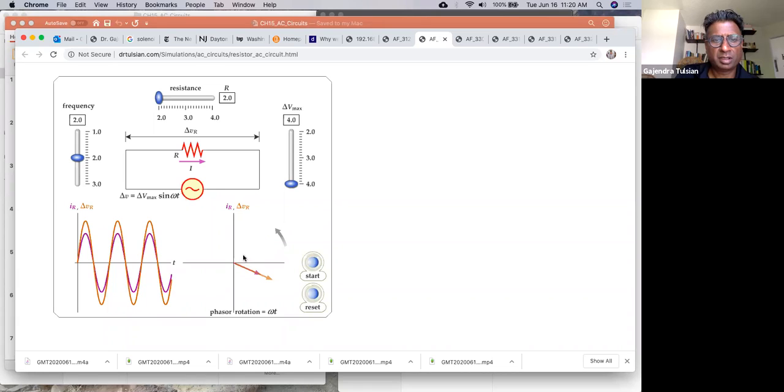Now let's look at this. This is called a phasor diagram, and it is useful. We'll get to that in a minute, but I just want you to notice this. The phasor is two vectors, and the magnitudes of the vectors are equal to the amplitudes of the voltage and the current. These vectors are rotating at an angular speed of omega, so the angle to which they have rotated is omega t. We'll come to that in a second.